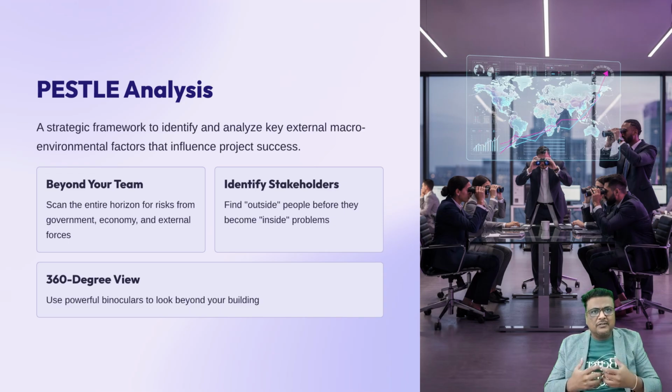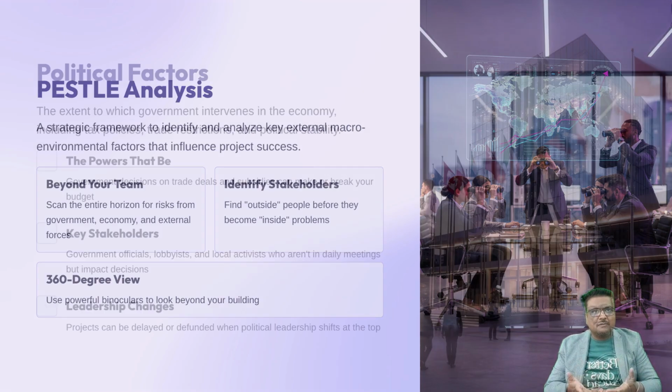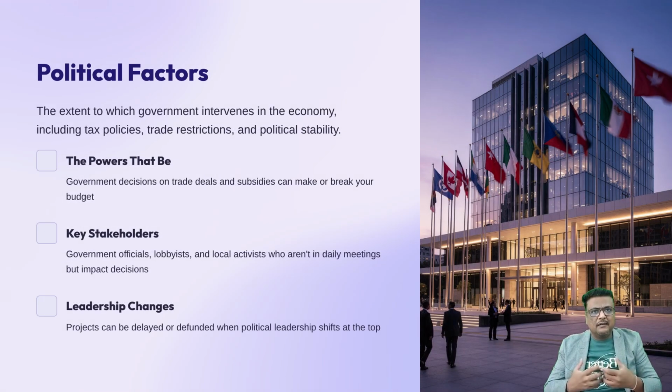So now that we have mastered the idea that the project exists in a much bigger world, you might be wondering what the P stands for and how it starts our scan. Well, that brings us right into our next step, which is looking at political factors. This brings us to political factors. The technical books describe these as the extent to which a government intervenes in the economy or a specific industry, including tax policies, trade restrictions, and general political stability. To put it simply, this is about the powers that be.